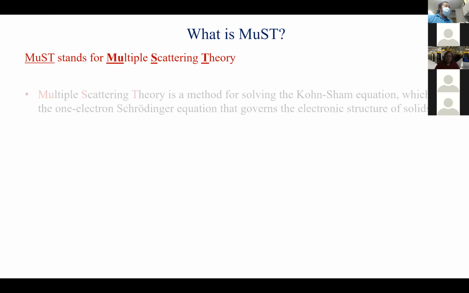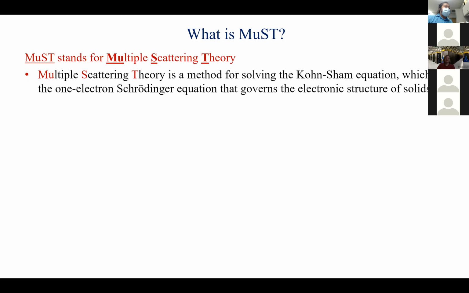So what is MuST really? It's an interesting word, of course. It stands for multiple scattering theory. We pick up the first two characters from multiple, and then S for scattering, T for theory. Multiple scattering theory, as Marcus has briefly explained in his talk, is a method for solving the Kohn-Sham equation, which is the one-electron Schrödinger equation that governs the electronic structure of solids.